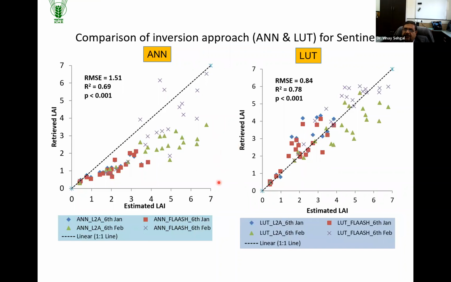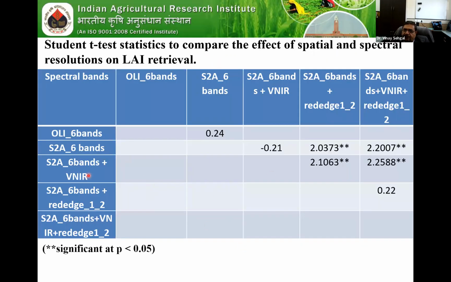And similarly, for deriving the leaf area index, we compared ANN versus a lookup table approach. We found that this machine learning algorithm does not work well. Rather, the traditional lookup table approach works much better to estimate the leaf area index. So this is all. And we also found which number of bands improves the accuracy of LAI retrieval.